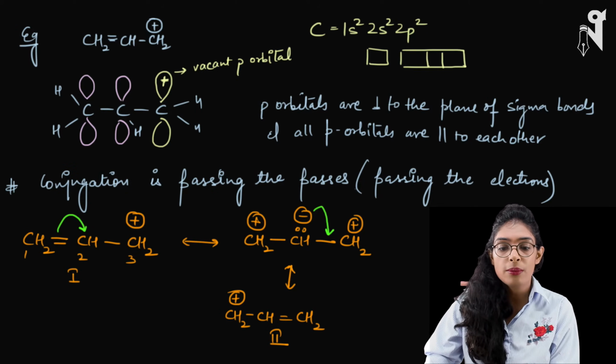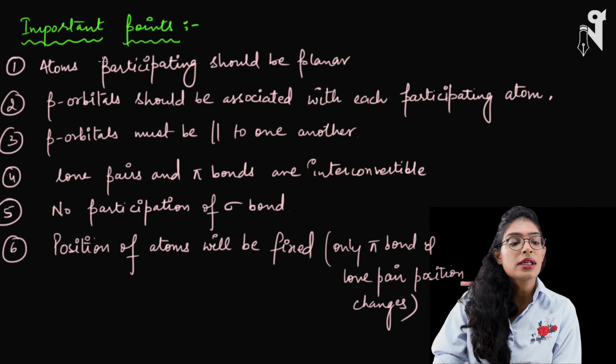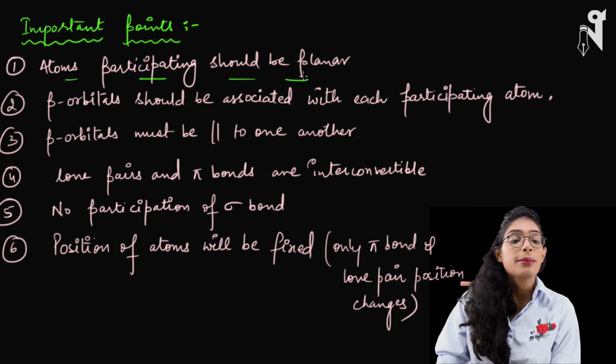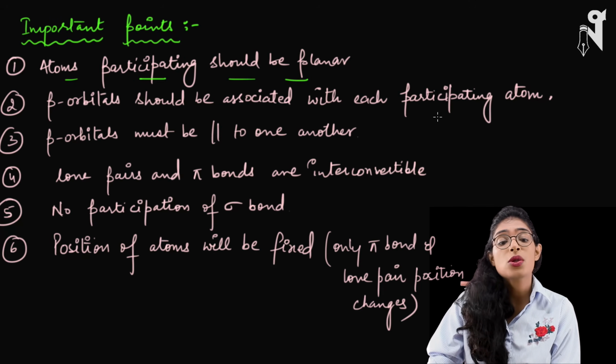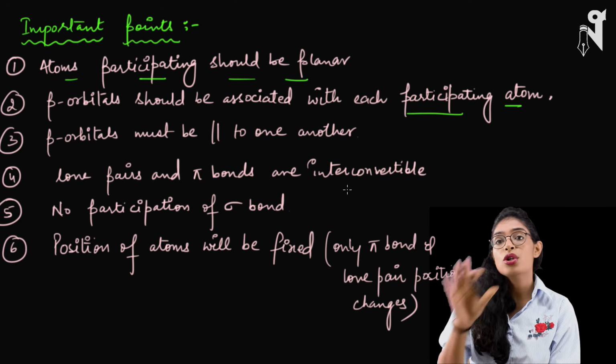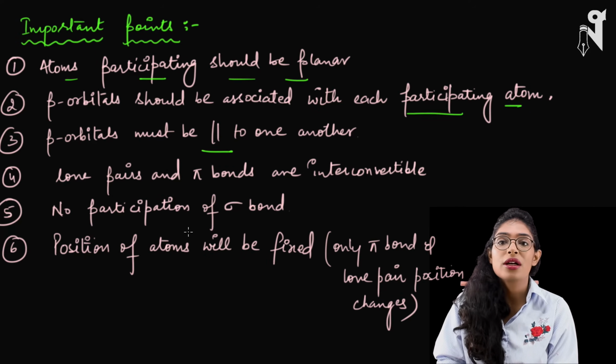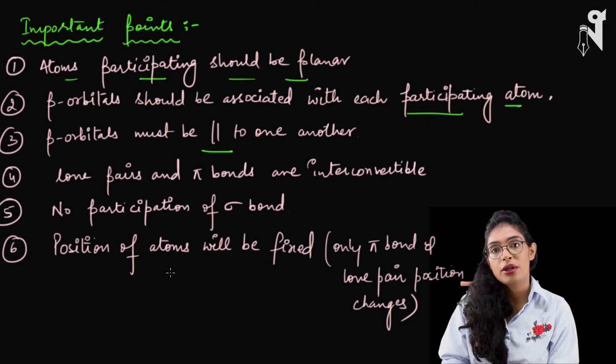So let's see the important points now. The atoms participating should be planar, as I have mentioned. P orbitals must be present on the participating atoms, so they should have p orbitals in them, and these p orbitals must be parallel to each other. These are very, very important conditions.